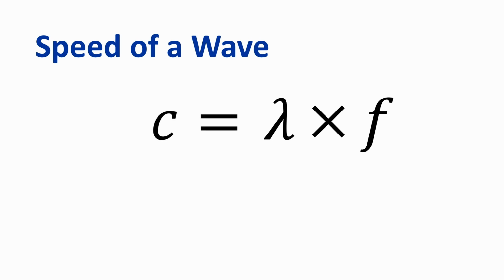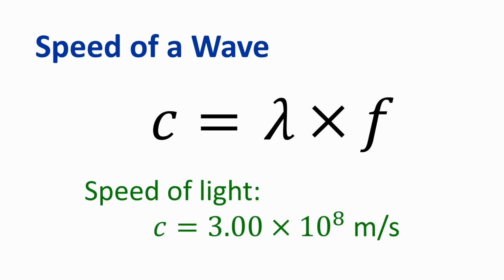Since the wavelength is the length of each wave cycle, and the frequency is the number of cycles that the wave travels each second, the product of the wavelength and the frequency must be the speed of the wave, or for electromagnetic waves, the speed of light.